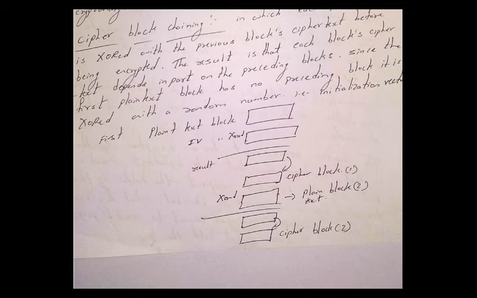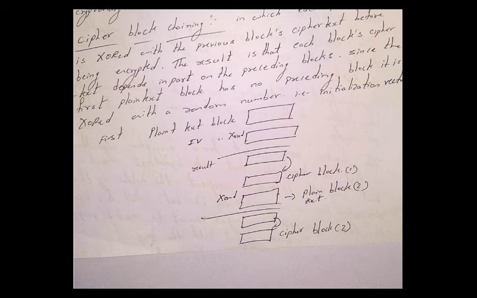Now the next process you have to do is that the second plain text block is going to be exclusive ORed with the first cipher block. Is it clear? Now the second plain text block is exclusive ORed with cipher block 1, and the result you get is converted using the encryption function into cipher block 2.